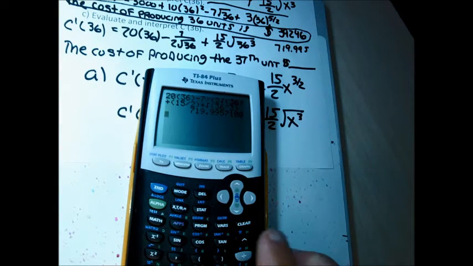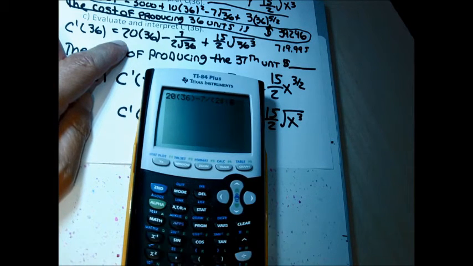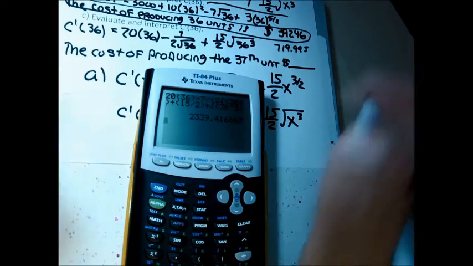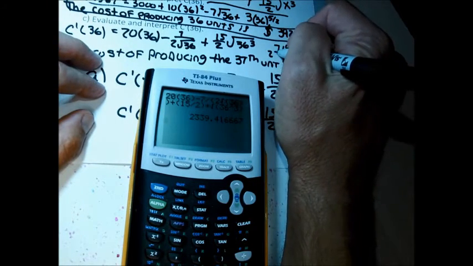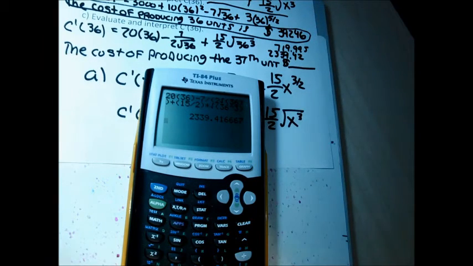Let me do this one more time because I'm afraid I did it wrong. So 20 parentheses 36 minus 7 divided by parentheses 2 second square root of 36. Parentheses, probably needed 2 parentheses, plus parentheses 15 divided by 2 times second square root 36 up arrow 3. Oh, I got a different number, because I think I forgot a parentheses. So entering the complicated functions from the main screen is super complicated.